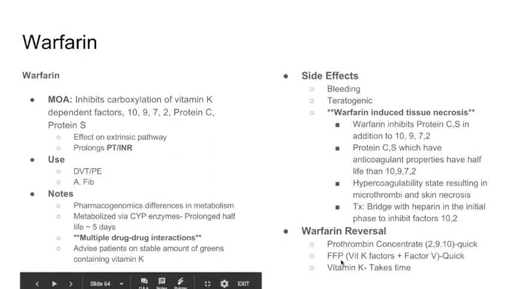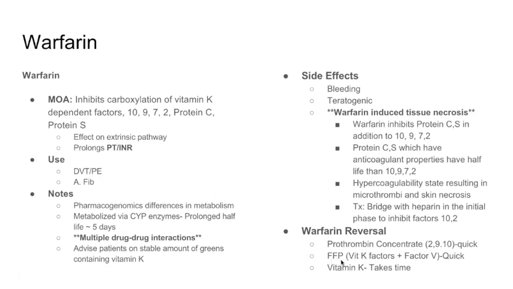The second thing that you can do is give them fresh frozen plasma. Fresh frozen plasma has coagulation factors, mainly the vitamin K factors, which are 10, 9, 7, and 2, and it has factor 5. That is also quick, but it is a lot of volume for the patient. And then lastly, if you have some time and you don't need to reverse the warfarin acutely, you can give them vitamin K. Just one last thing about warfarin: the brand name, which I didn't put here, is Coumadin. You'll hear that a lot in clinical practice, that patients are taking Coumadin.